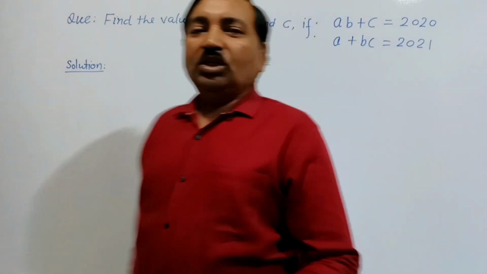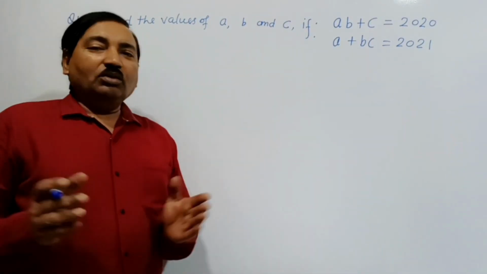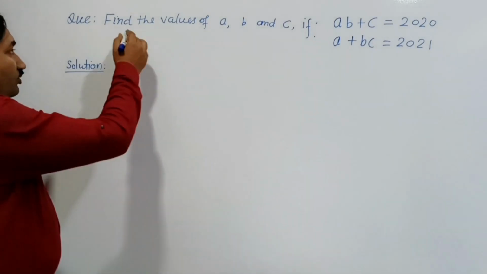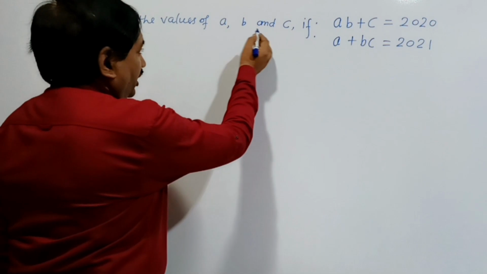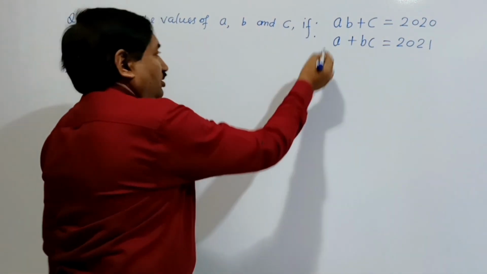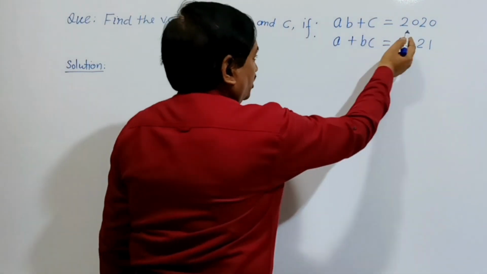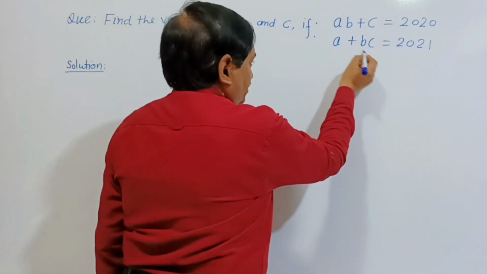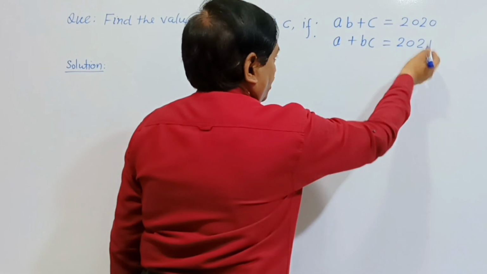Here is a very interesting question for the Maths Olympiad and for other competitive exams. Find the values of A, B, and C if AB plus C equals 2020 and A plus BC equals 2021.